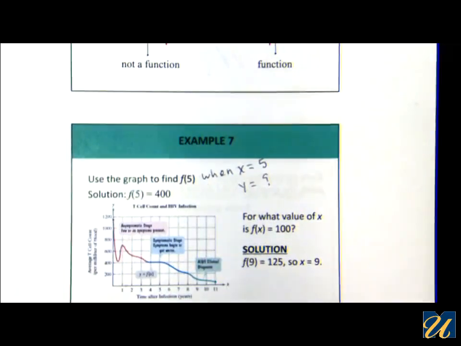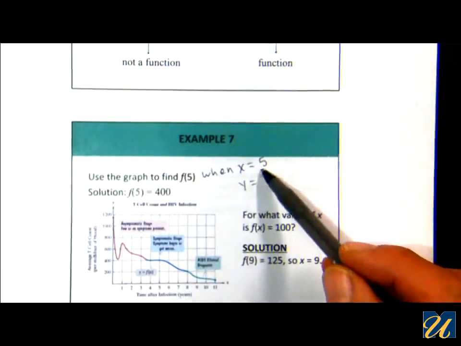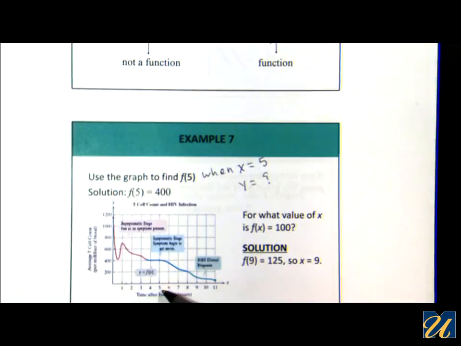How do we do it? Since the variable is 5, we go to 5 on the horizontal axis and locate that. We go up to find the graph. There it is. And then horizontally across to find its corresponding functional value, which is 400. So f of 5 would then be 400.